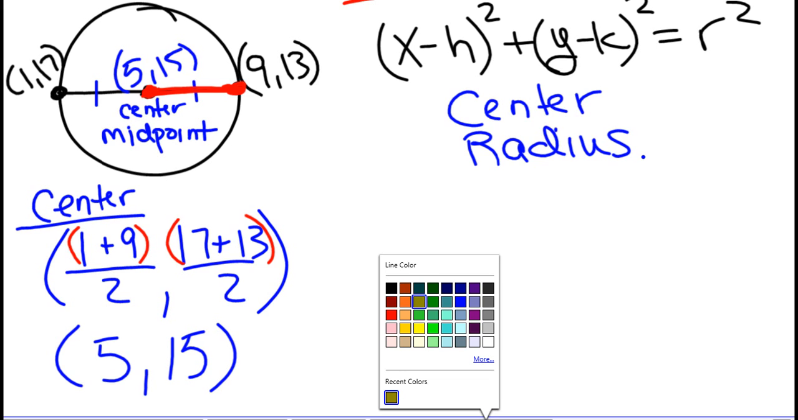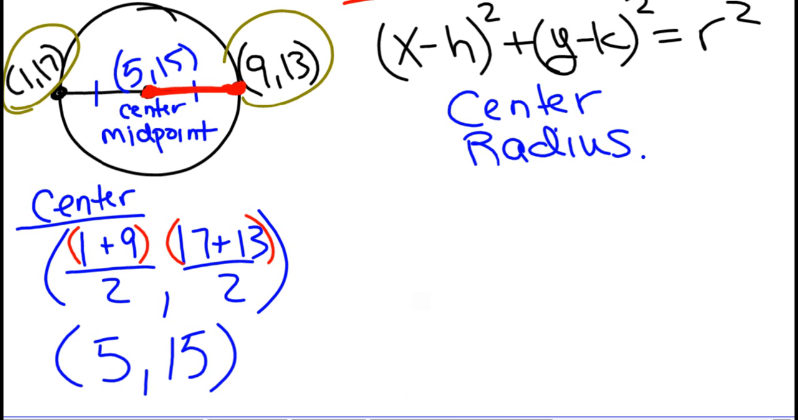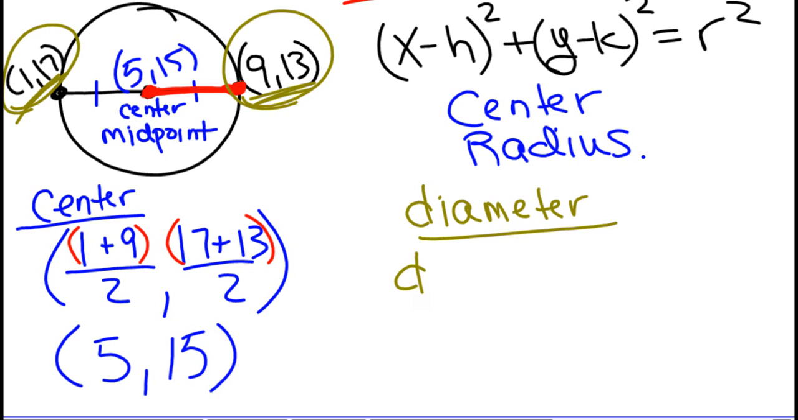I'll make it a darker green so it shows up a little better. We want to use what we're already given. So I want to use the actual endpoints of the diameter. Now, it does add to the problem, because we're going to have to cut that diameter in half, but at least we know we're starting with correct information. So to find the diameter, okay, obviously distance formula.